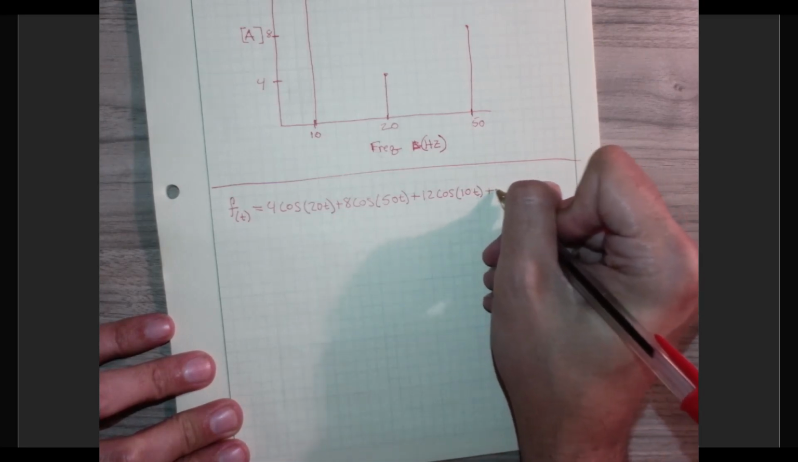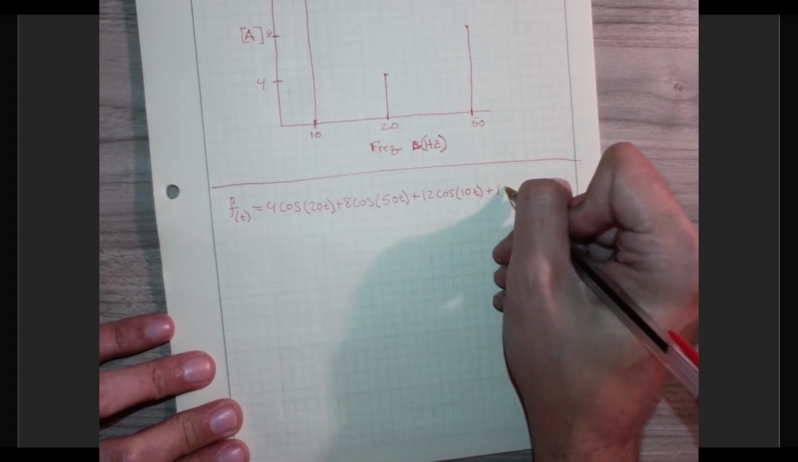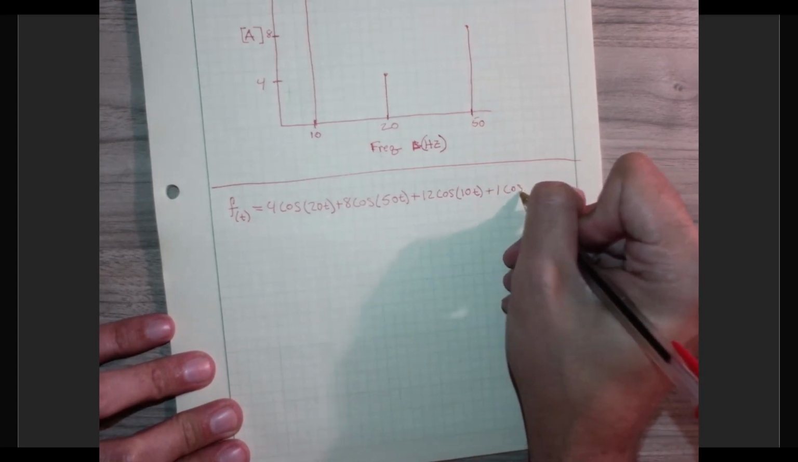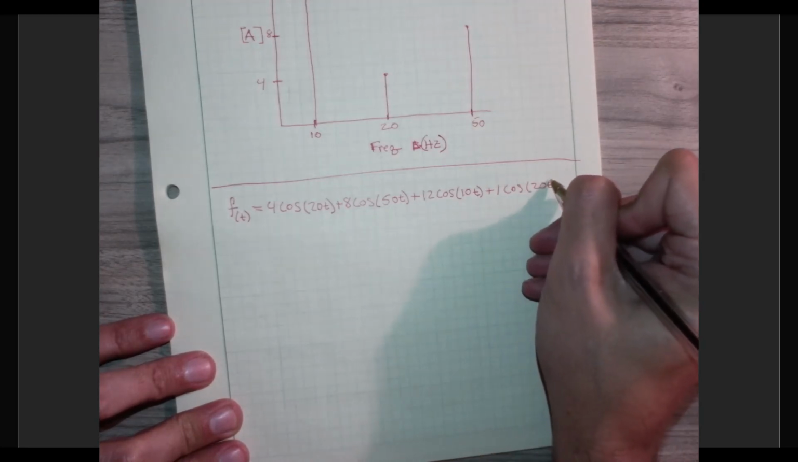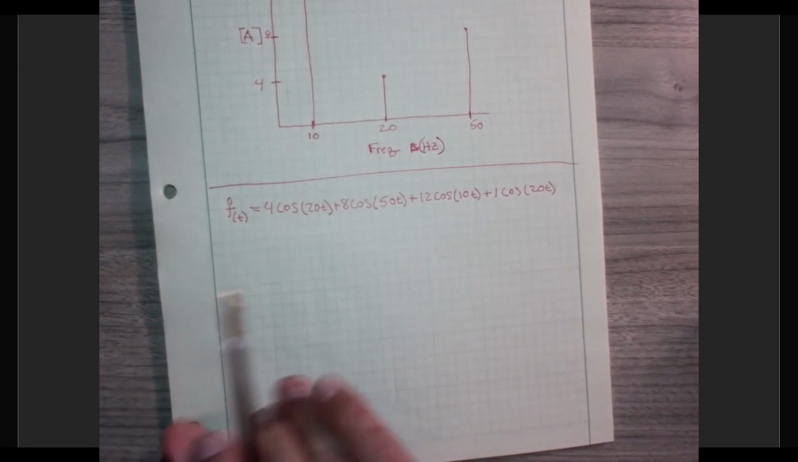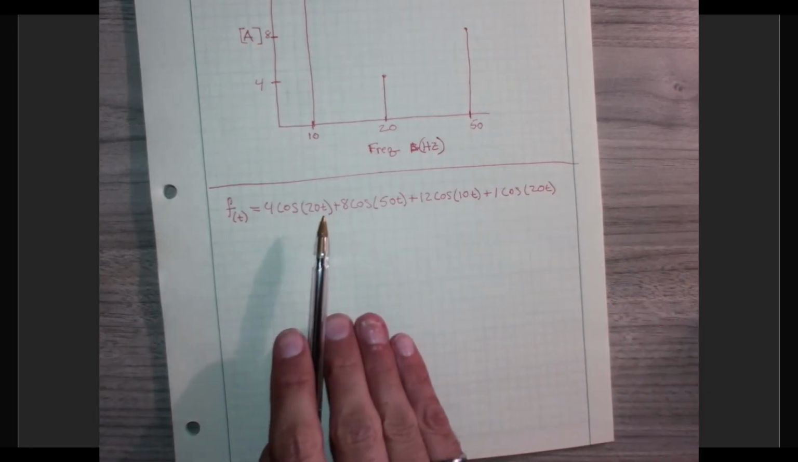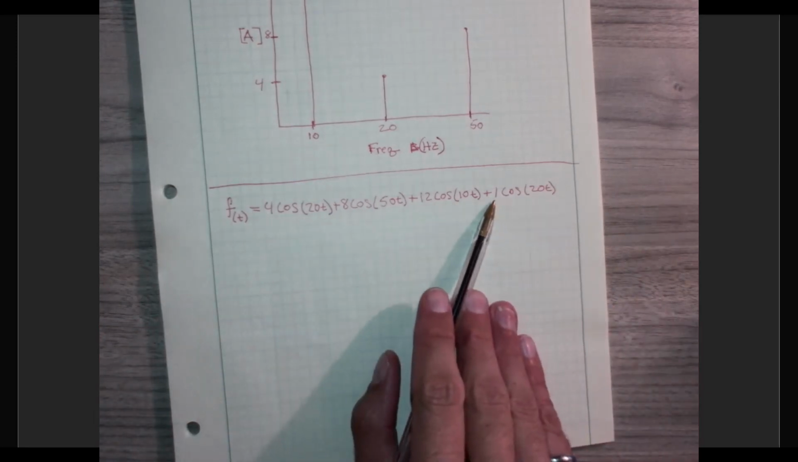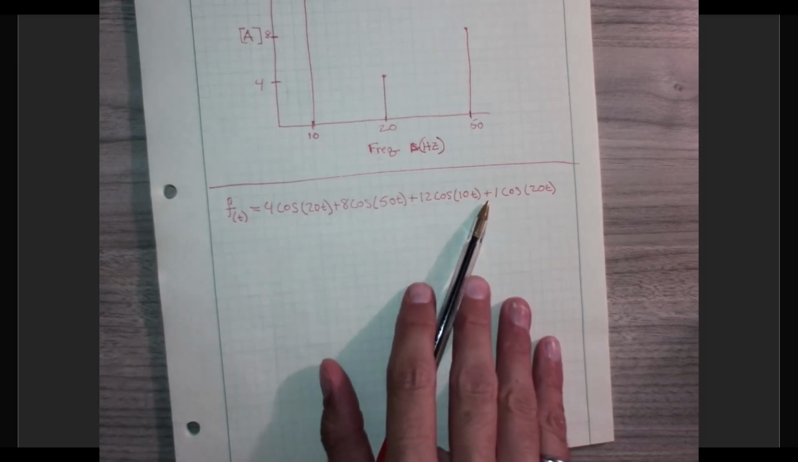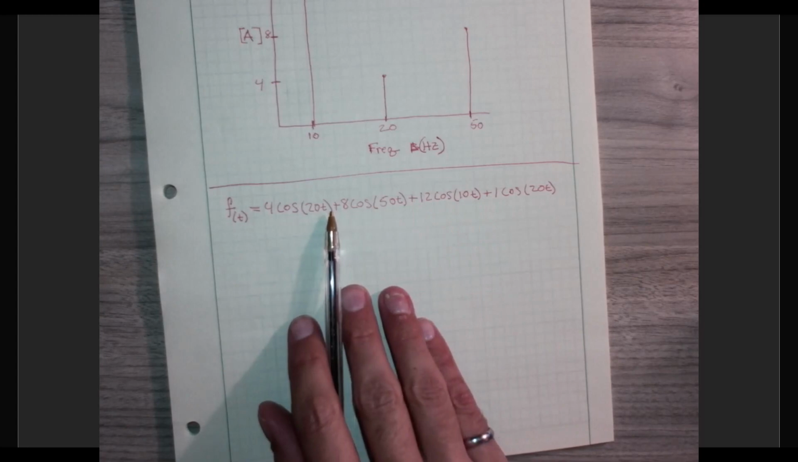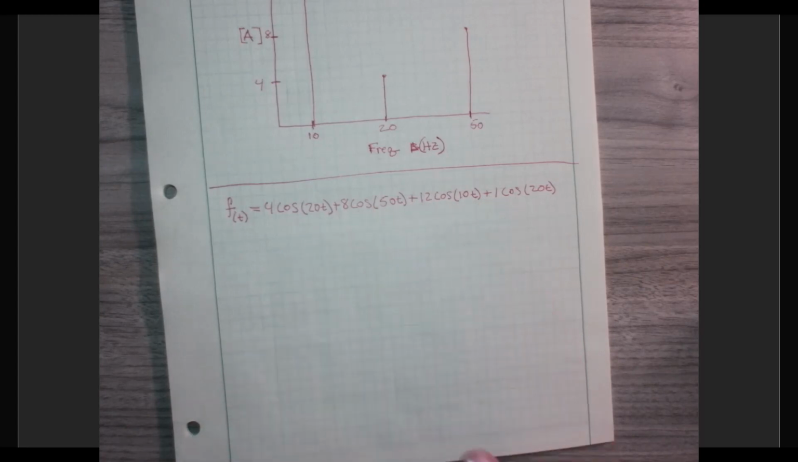And last but not least, I have 1. And I'm going to write this 1 just to be explicit here. Cosine of 20t. Now there's a couple of things I want to take a moment to point out. First, we are adding these functions together. That doesn't necessarily mean that we can't subtract these. These could be any kind of combination of addition and subtraction.